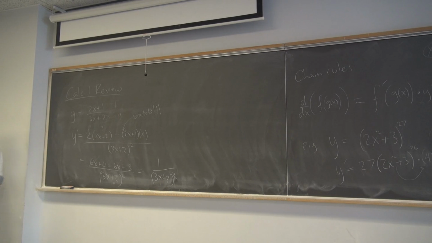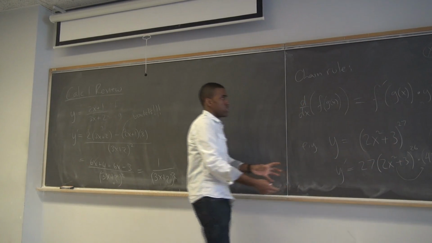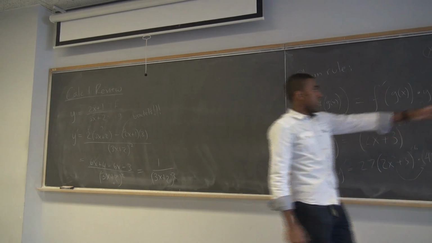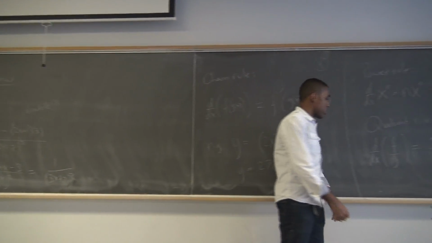Because I see a division of functions, I know I use the quotient rule. If I see a product of functions, I use the product rule. If I see one function plugged into another function, I use the chain rule. If something just looks like x to a constant power, I use the power rule. These things we should all remember.